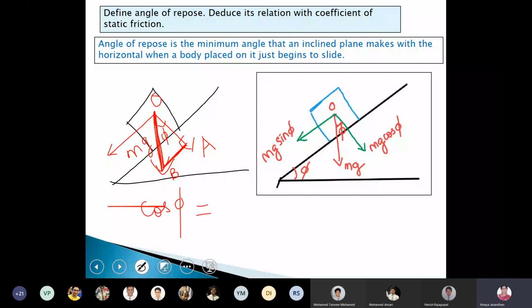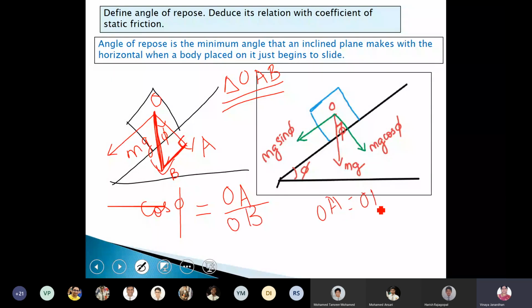In this triangle, are you getting the triangle OAB? In triangle OAB, Zuhair, what is cos phi? Cos phi is the adjacent side over the hypotenuse. The adjacent side is OA, so cos phi is OA by OB. Then OA will be OB cos phi. What is the value of OB? mg. So OA becomes equal to mg cos phi.